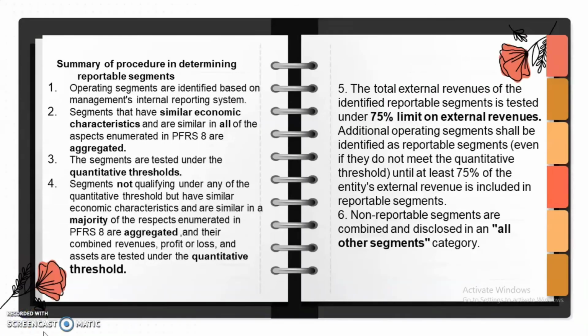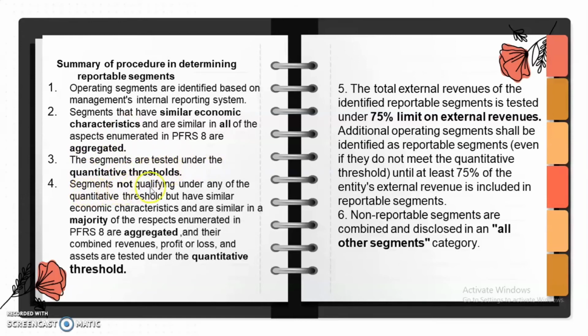Just a quick recap, here's a summary of the procedure in determining reportable segments. The first one is that the operating segments are identified based on management's internal reporting system. Second is that segments have similar economic characteristics. Third is that segments are tested under the quantitative thresholds.